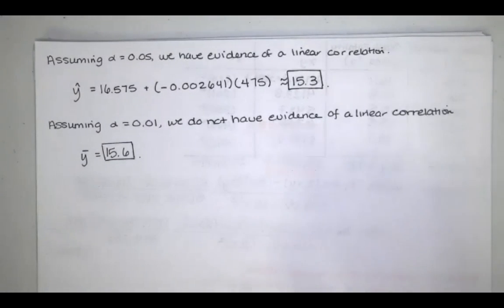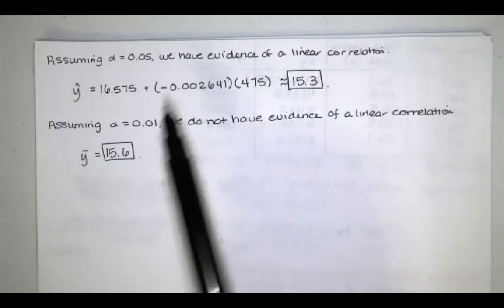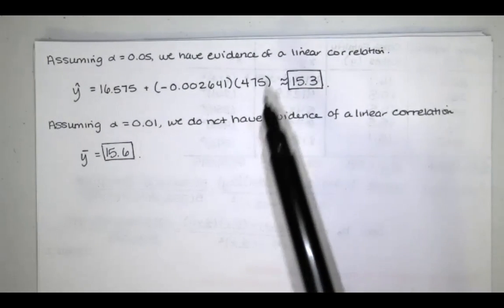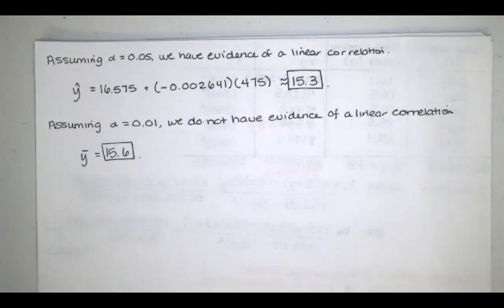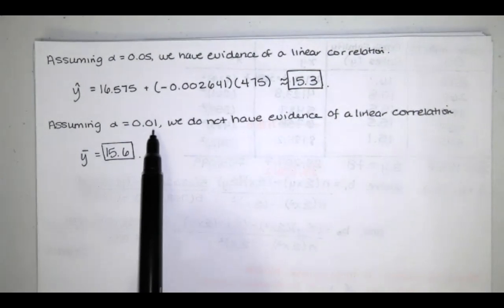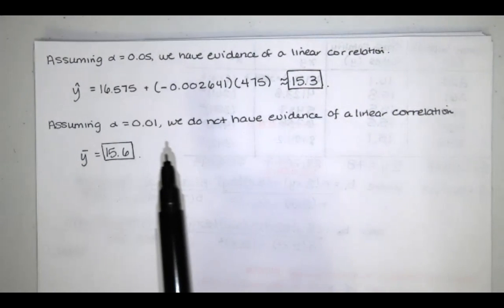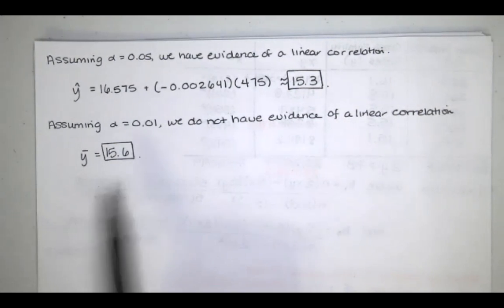So there are actually two correct answers here, given the fact that they didn't give us our alpha value. If alpha was 0.05, we would have evidence of a linear correlation. So the best predicted value of Y for X equals 475 is 15.3. If alpha is equal to 0.01, then we don't have evidence of a linear correlation. Then we shouldn't use this line for anything. And the best predicted value of Y is just the mean value of Y, which happens to be 15.6.